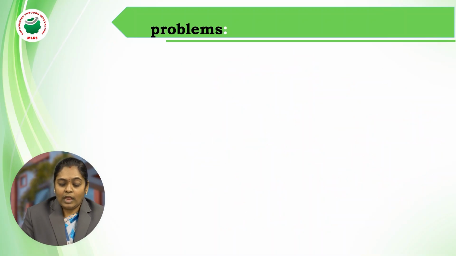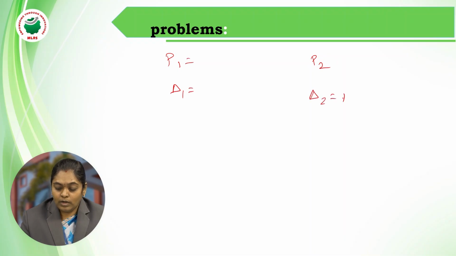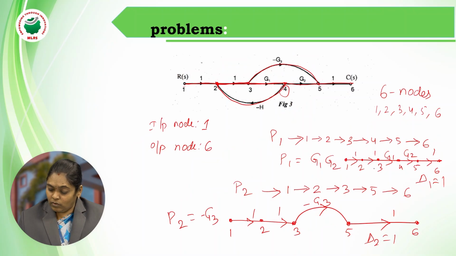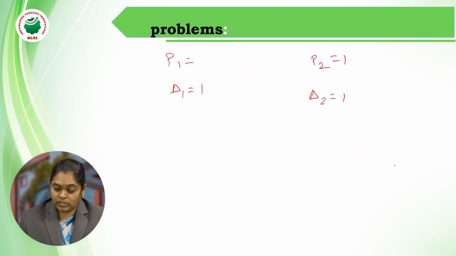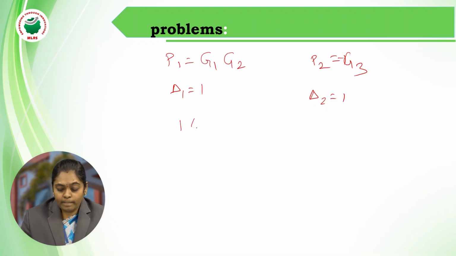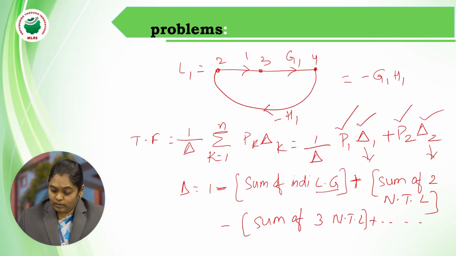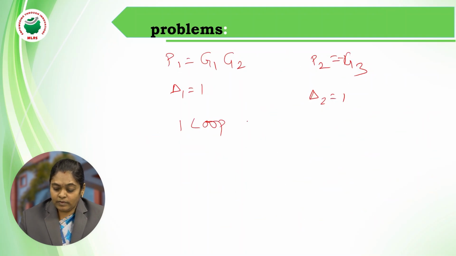Coming to our figure, as I told you, we have two paths, P1 and P2, and we have calculated the delta 1 value as well as the delta 2 value. Delta 1 is equal to 1, delta 2 is also equal to 1. The P1 gain we got as G1 G2 and P2 is minus G3. And we have only one loop. What is that loop gain? That loop gain is minus G1 H1.